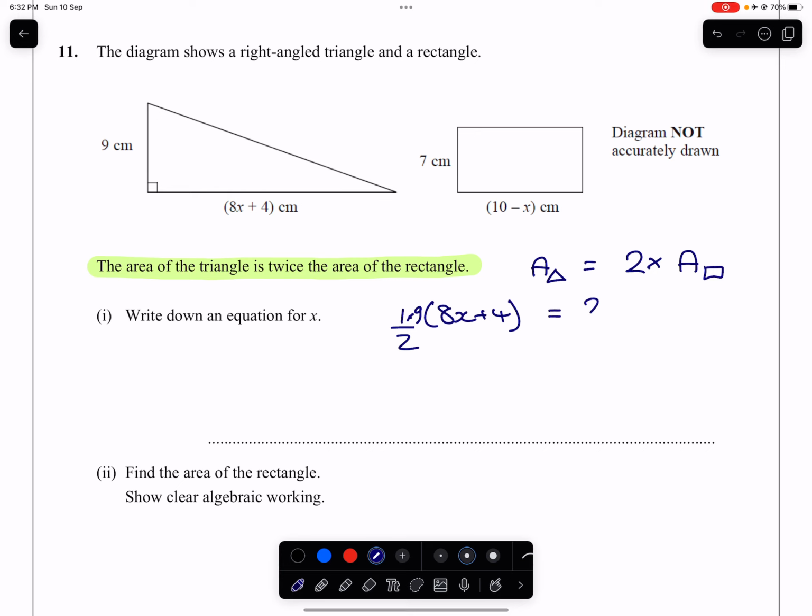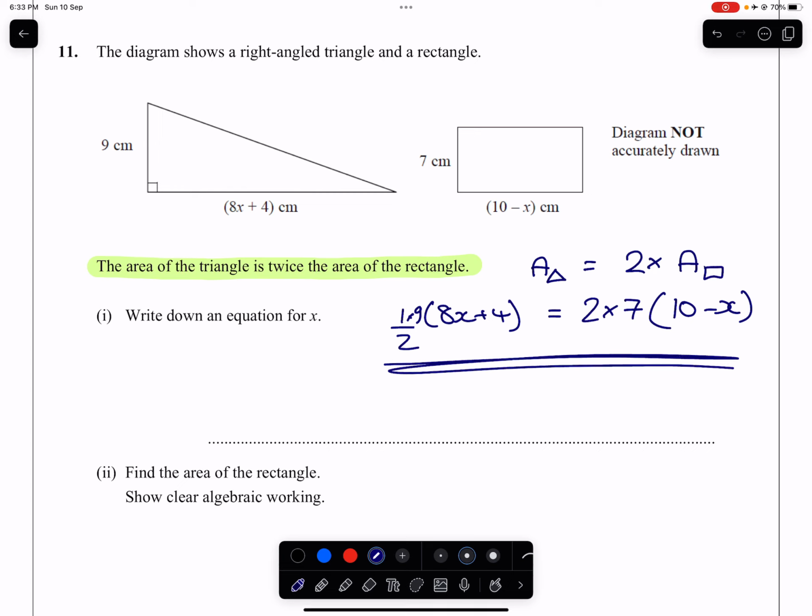We then have 2 times the area of the rectangle, which is base times height. Again, the order here doesn't matter, but writing the 7 first is just a bit more intuitive. And then we have our 10 minus x in brackets. Now that's all you need to answer part 1. The breaking out the brackets and solving this equation is what we're about to do here in part 2.